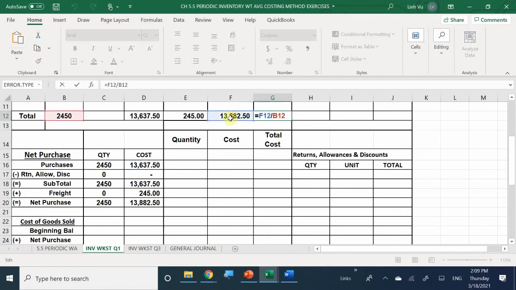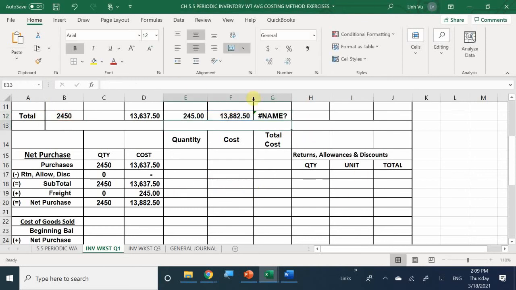In this case, that's exactly what we did. We took the 13,882.50 and we included the freight, and we divided it by the total quantity of 2,450. Okay? All right, so I messed up that formula. There you go.